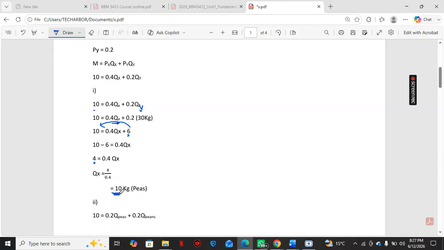So what this is telling us is that if this consumer buys 30 kg of beans, then they can only purchase 10 kg of peas. And that way they'll spend the whole £10 and come out without change. Any questions?